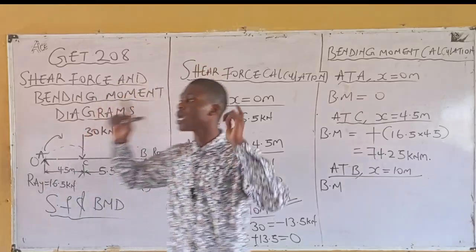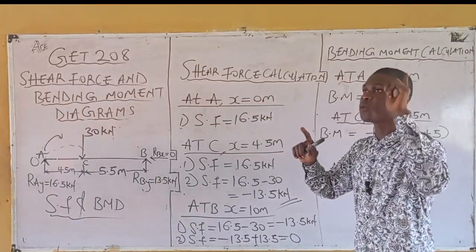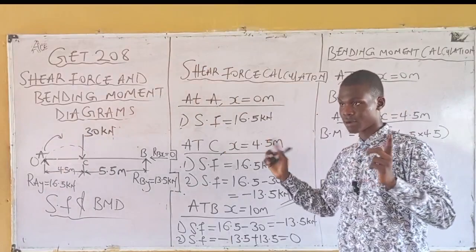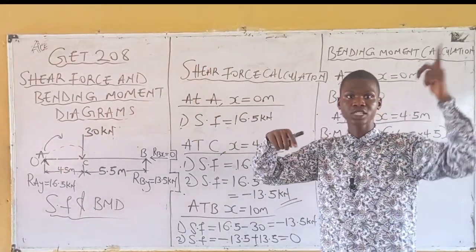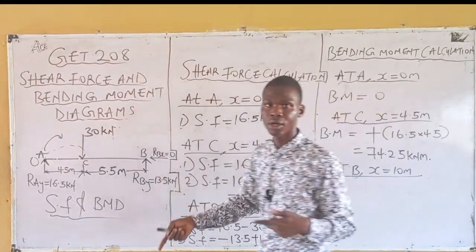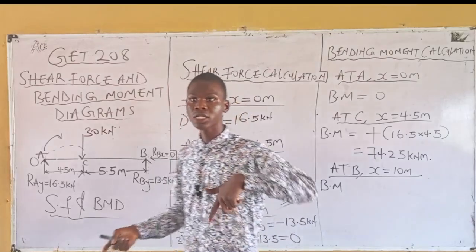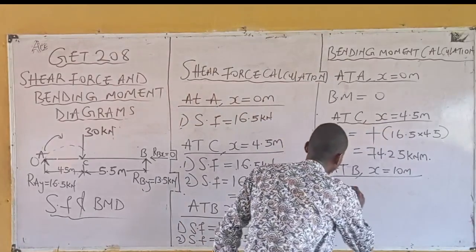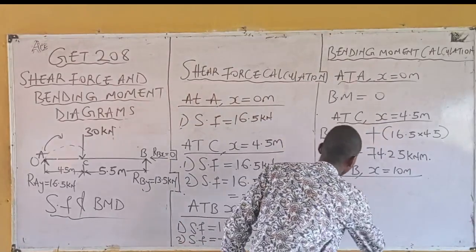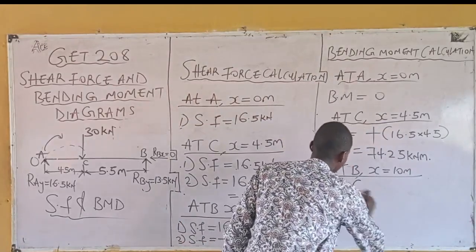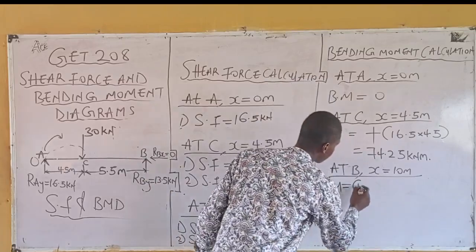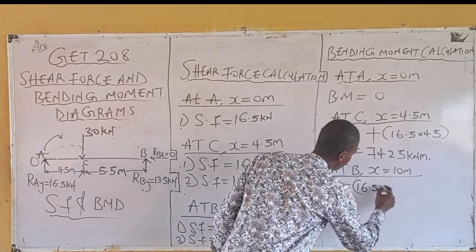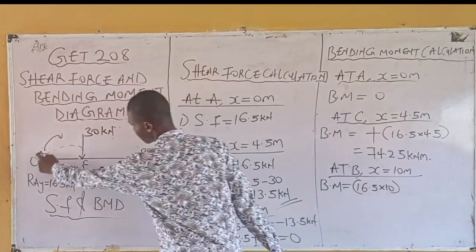Now, check what we have previously. I have 1, 2, 3, 4. Check that diagram. Is it 1? Is it 2? Is it 3? Is it 4? It is 1, right? And 1 is going in what direction? Clockwise, positive. So you have plus 16.5 times 10. You've considered this force, right?